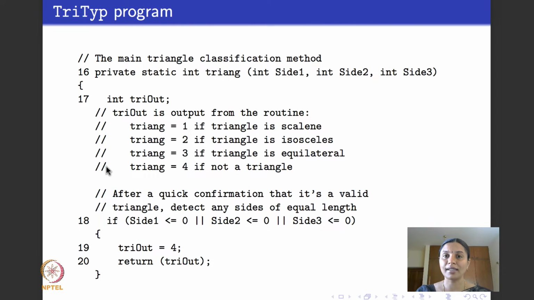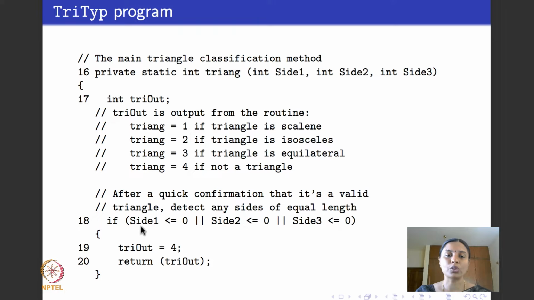This is the second slide containing a continuation of the same code. It has the triang method. Here is what it outputs. It has an internal variable within this method called tryout. Tryout is the output from that method. So what does it output? It outputs 1 if the triangle is a scalene triangle. It outputs the number 2 if the triangle is isosceles. It outputs the number 3 if the triangle is equilateral. It outputs 4 if the 3 sides that were entered don't constitute a valid triangle.